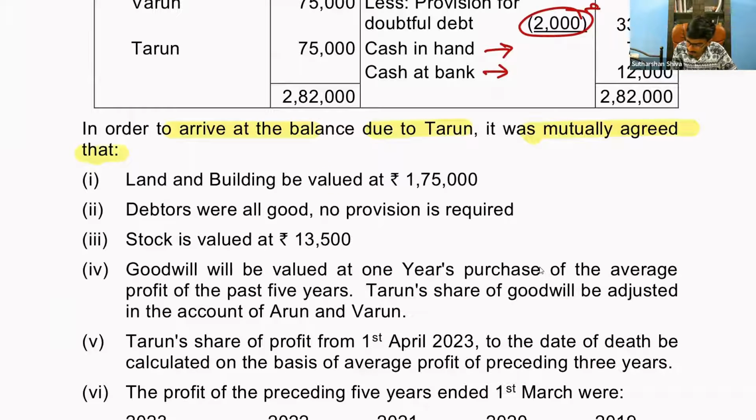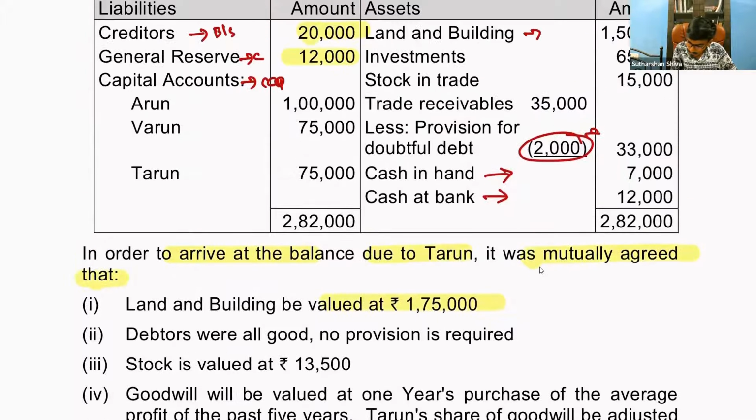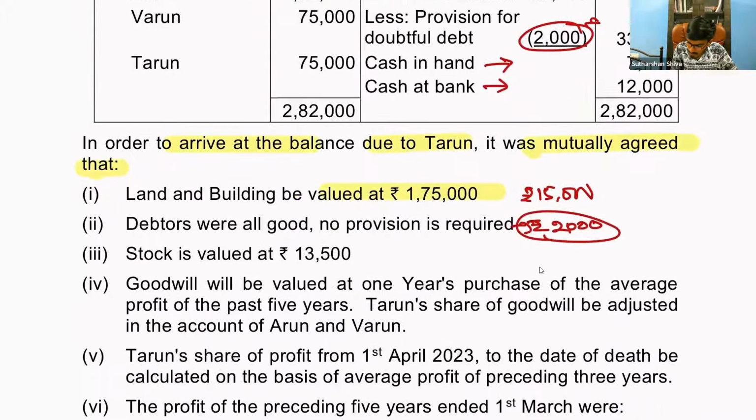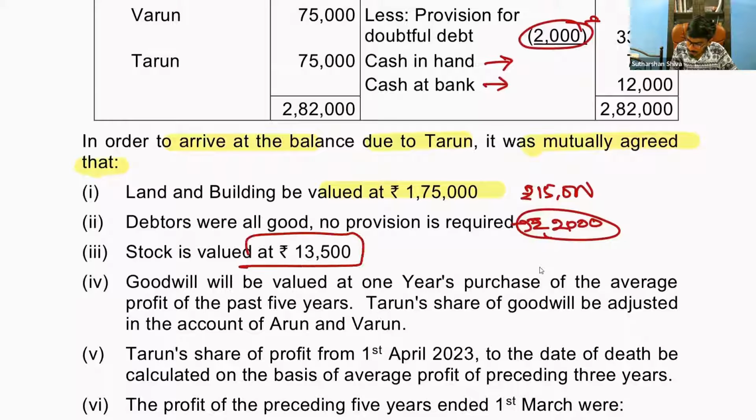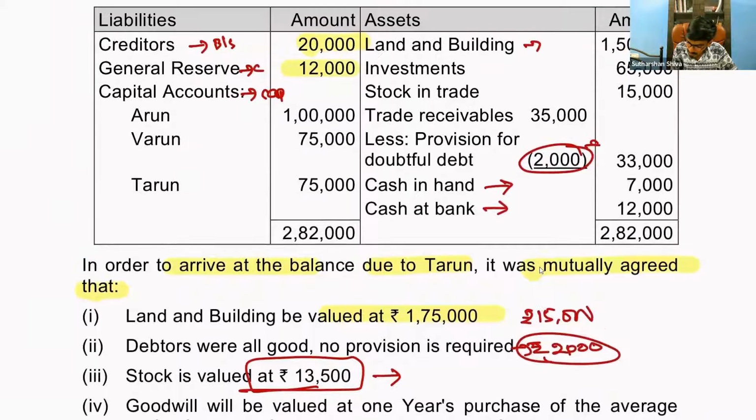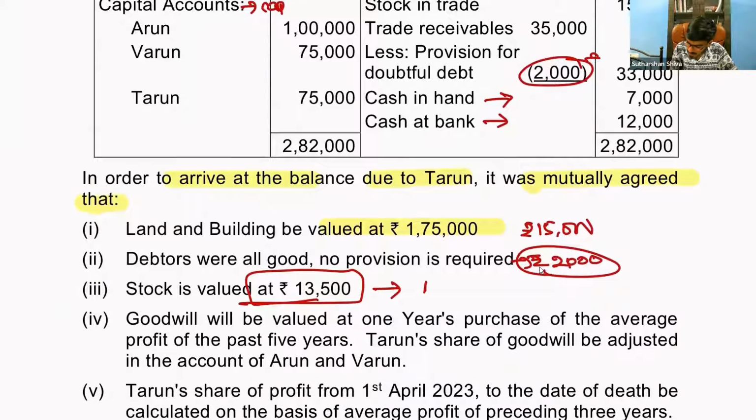The difference is 15,000. Debtors were all good, no provision is required, but we are having a credit side item of 2,000. So we will post that 2,000. Stock is valued at 13,500. That 13,500 is 1,500 reduced. Here the asset value has increased.